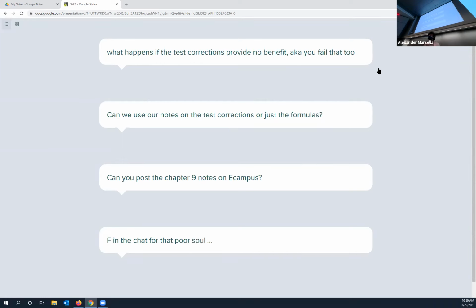Yes. So you can use any kind of written material you want to help you on the test corrections. F in the chat. That's funny. No, but yes, you can write down the formulas. You can write down notes in advance. I can't be too specific, but I did explain in the directions as well what will be on the test corrections. So yes, you can use any kind of written notes you want, and that's fine. Okay. So that's the response.